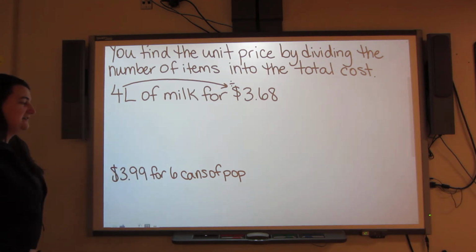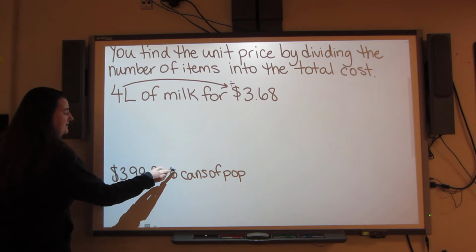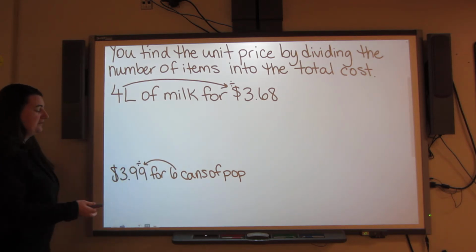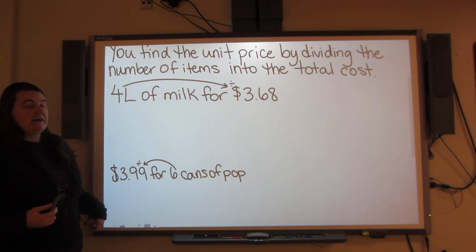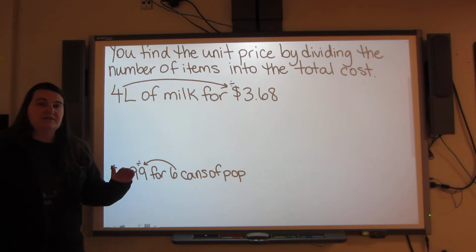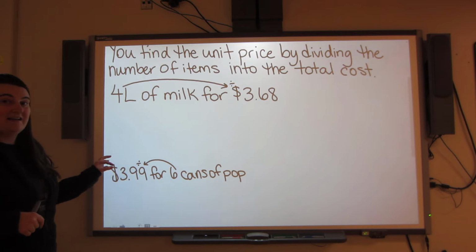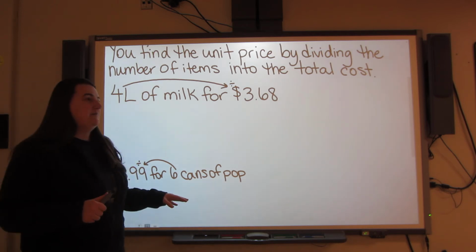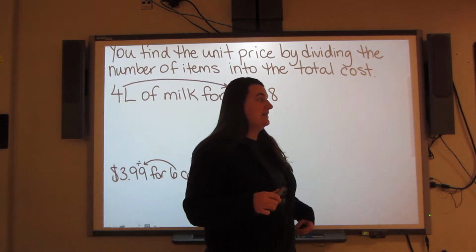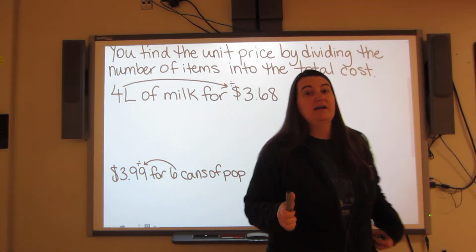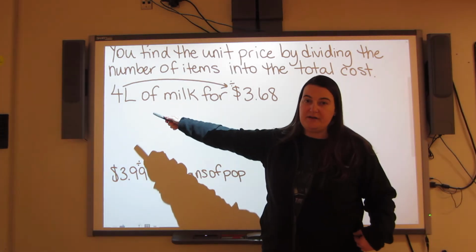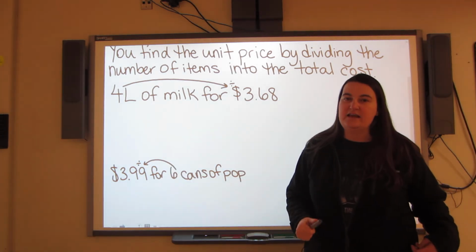$3.99 for 6 cans of pop. So you take your 6 cans of pop and you divide it into your $3.99. Keep in mind, you can remember it this way: if it has a dollar sign, that's the thing that is going to be divided. There are some examples today that you may want to use a calculator for. That's okay. But when you're dealing with lower whole numbers, you should be able to do this as an outside calculation.